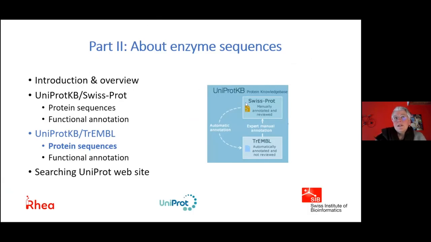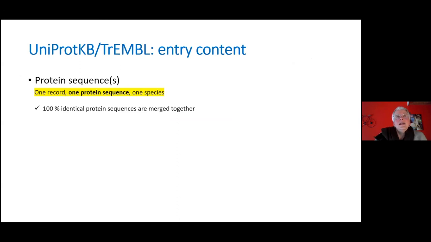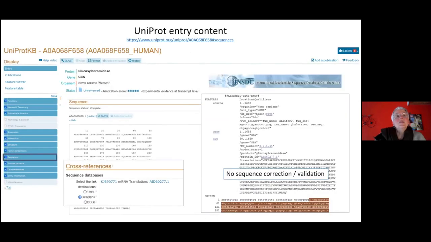So the protein sequence in TrEMBL, as I said at the beginning, you have one record, one protein sequence, one species, so 100% identical sequences are merged together. And the source of protein sequence is the same as for the Swiss-Prot entry. It's the public nucleotide sequence databases. But in this case, there is no sequence correction and no sequence validation. So we just take the sequence which is provided by the submitter, and this sequence will be directly the sequence appearing in the TrEMBL entry.